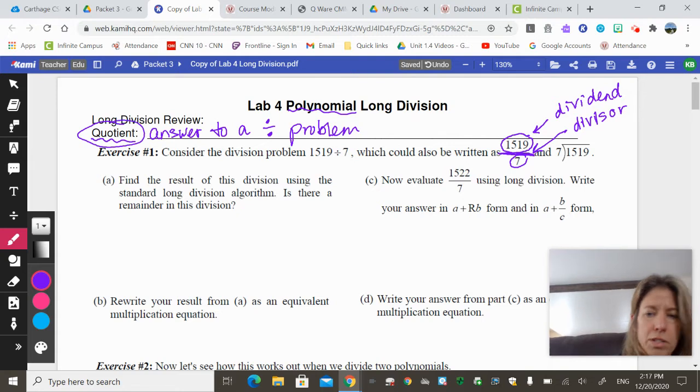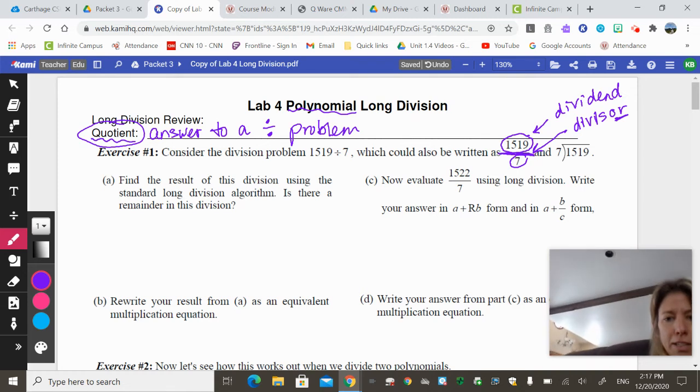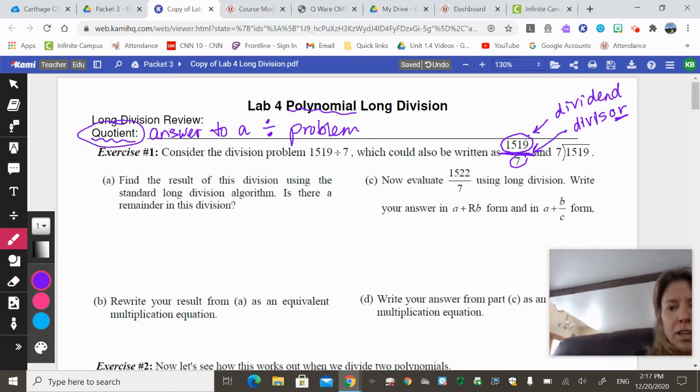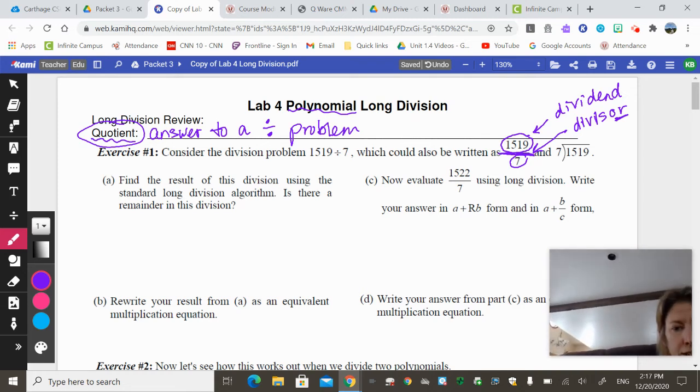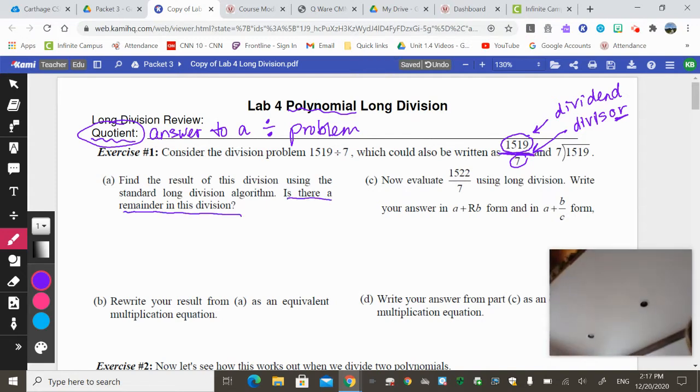Quotient, which is the answer. The dividend is what you're dividing into, and the divisor is an action word that's doing the dividing. All right, so basically it wants us to find out if there is a remainder. Is there a remainder for the division when we divide 1519 by 7?